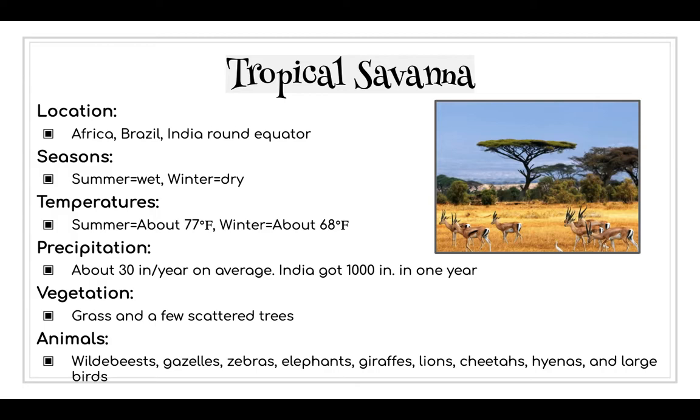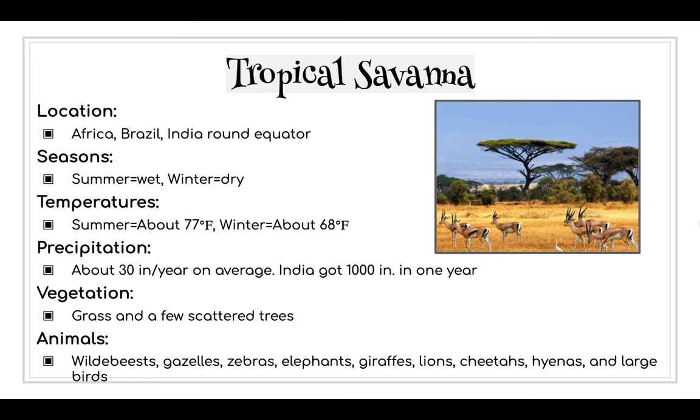India did get 1,000 inches in 1 year, which is a crazy amount. But it doesn't rain as nearly as much as it would in the tropical rainforest. So remember, that was 80 to 400. That's an average. As far as vegetation goes, there's not a ton of vegetation. It's mostly grass and then a few scattered trees. So you can see in this picture here kind of what that would look like.